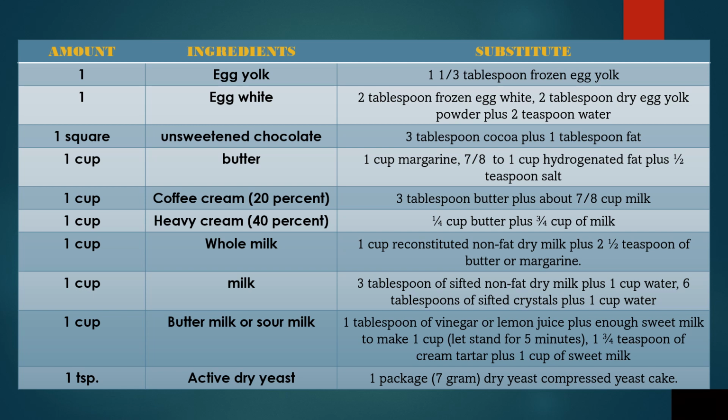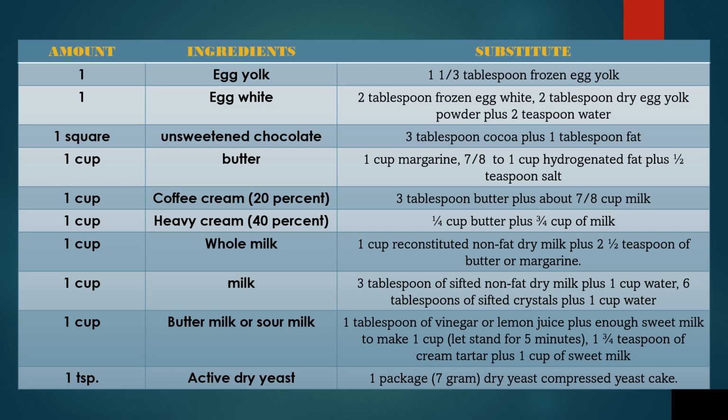And then 1 cup buttermilk or sour milk. Okay, so pwede natin siyang i-substitute sa 1 tablespoon of vinegar or lemon juice plus enough sweet milk to make 1 cup. Let it stand for 5 minutes. And then 1 and 3/4 teaspoon of cream of tartar plus 1 cup of sweet milk.